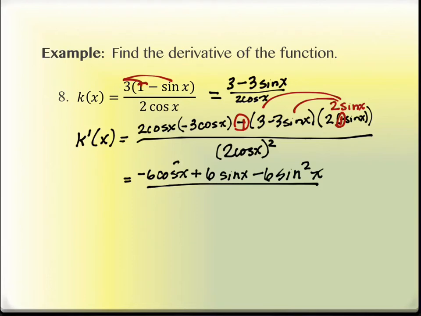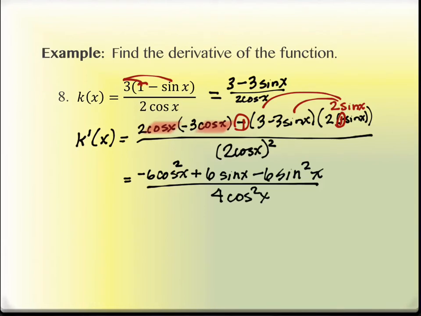All over, oops, and I forgot that. I'm so sorry. If you guys were in class, you guys would have shown me that at the beginning it should have been negative 6 cosine squared because I had multiplied a cosine and a cosine, so that should have been cosine squared. And then all of this is over 4 cosine squared of x. So that's what we're working with.